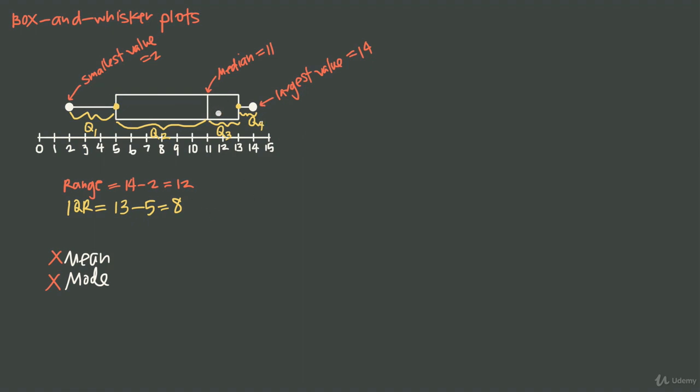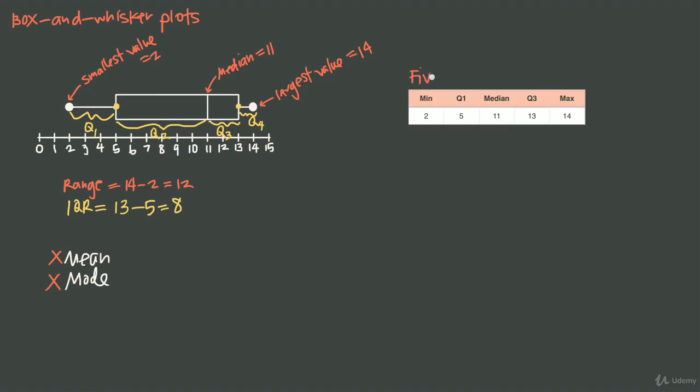Because we collect all this information from a box and whisker plot, we oftentimes will summarize this data in what's called a 5-number summary or 5-figure summary. So we call this a 5-number summary. And this is basically just another way of displaying the same information that we get from a box and whisker plot. So both of these kind of give us the same information.